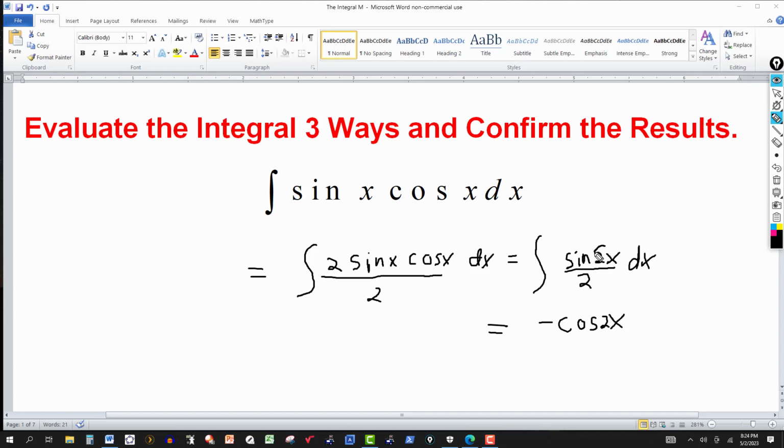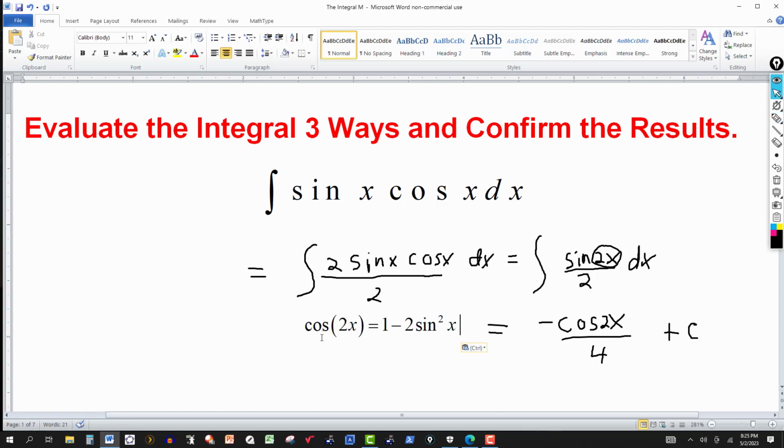And then because it's a 2x here, we have a factor of 2 in the bottom. And you have 2 there already, so it's 2 times 2. This will give us a 4. And this is plus your constant of integration. And this one looks a little bit different because we use this double angle identity. But here's an identity for the cosine of 2x. There's actually 2 others, but this is the one I'm going to use here. So this tells me that cosine of 2x is the same thing as this.